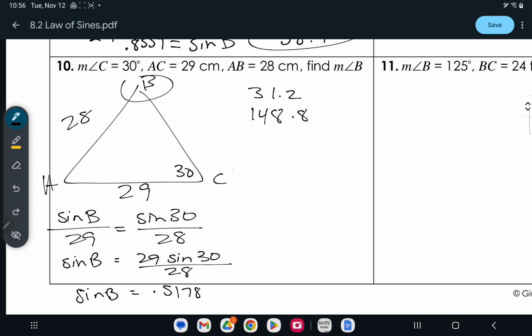And now I'm gonna check. So 31.2 plus 30 is less than 180, so it works. And then 30 plus 148.8 is 178.8, so that's less than 180, so that works as well. So there's two answers.